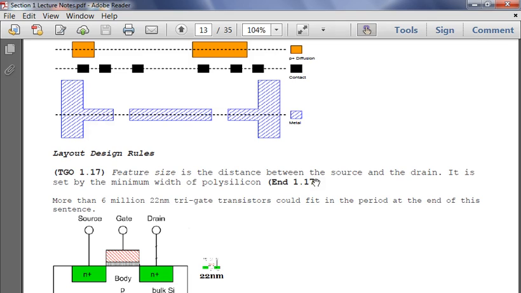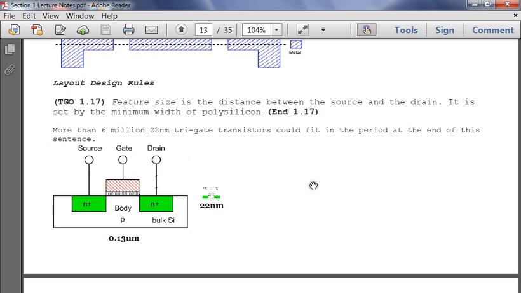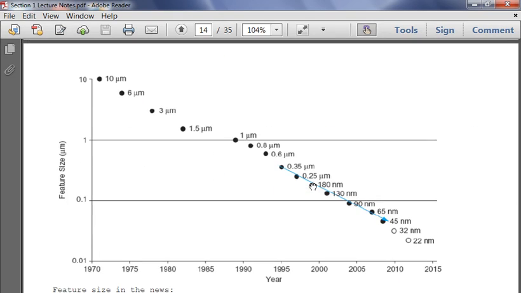That's over the course of a few generations. We have 0.13, then we have 90 nanometers, 65 nanometers, 45 nanometers, 32 nanometers, 22 nanometers. So it's getting smaller and smaller. And this next chart will illustrate that even further, because you'll notice it goes along very well with Moore's law.